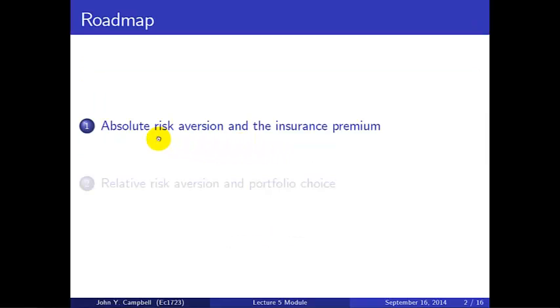The roadmap for today is I want to talk first about absolute risk aversion and the insurance premium. The insurance premium is the amount that you would pay to avoid a risk that you want to get away from. And then I'll go on and talk about relative risk aversion, which is relevant for portfolio choice, the next topic in the course. So first of all, absolute risk aversion.